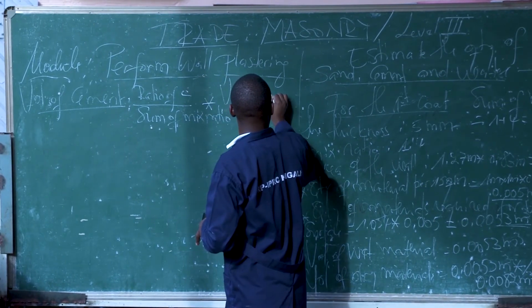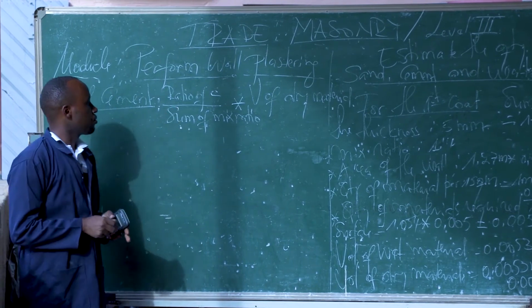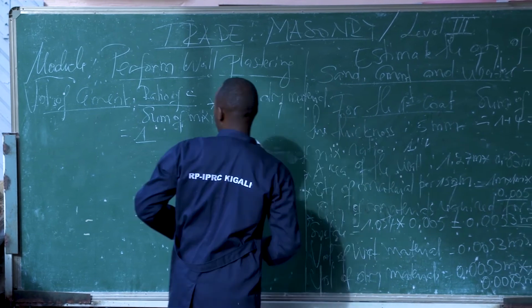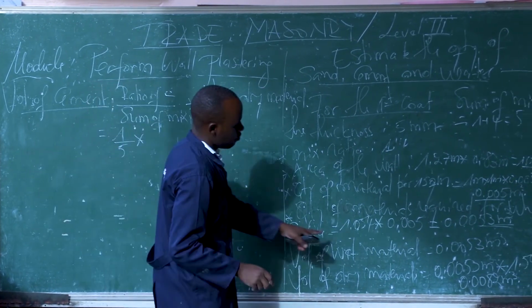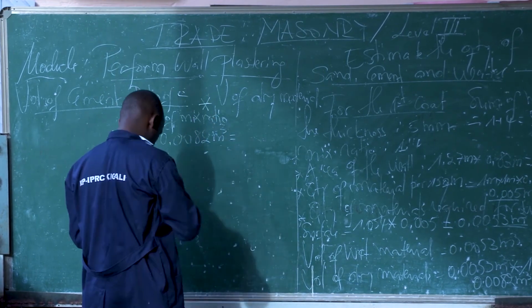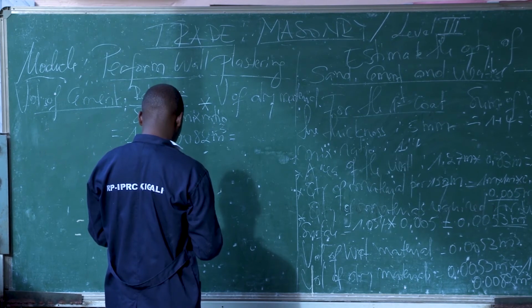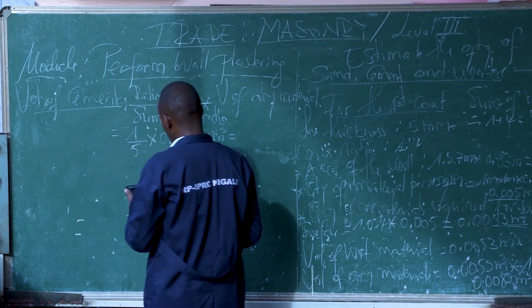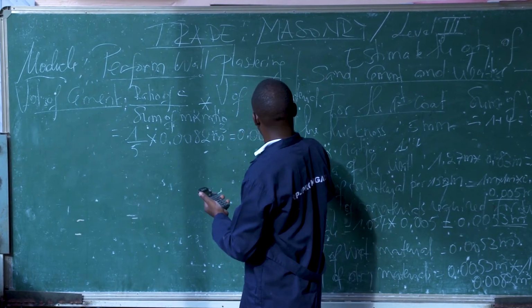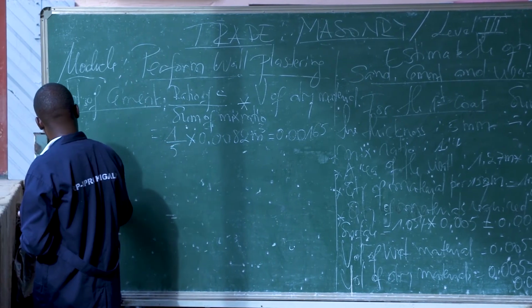This is the common formula used when determining the volume of cement. So this will give us 1 over the sum, 5, times the volume of dry material, which is equal to 0.0082 cubic meter. So the volume of cement is equal to 0.00165. Okay?